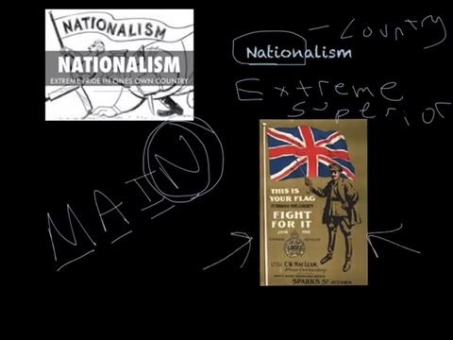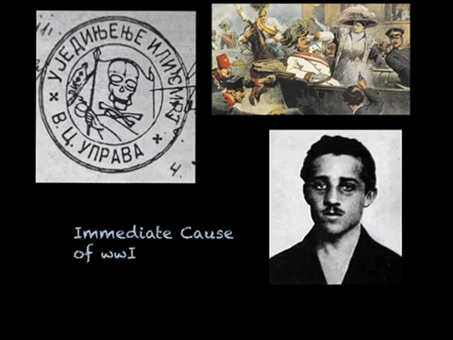So this is an example of positive nationalism. This is a flag, the British flag, and this man is saying, this is your flag, fight for it, encouraging people to join in World War I. But you can see that extreme pride also led to World War I. So as you can see, there were four main causes of World War I: militarism, alliances, imperialism, and nationalism.